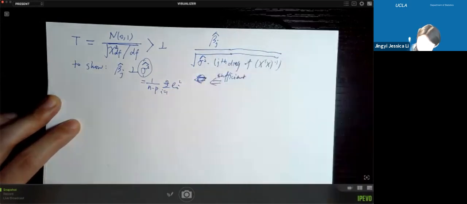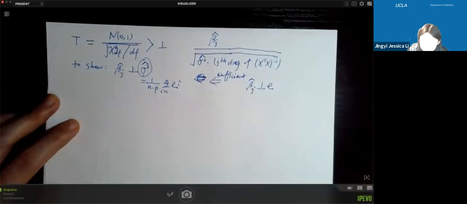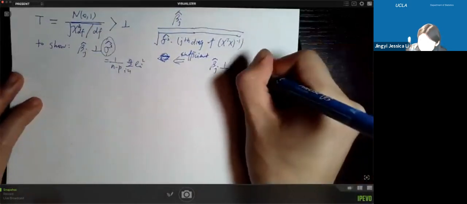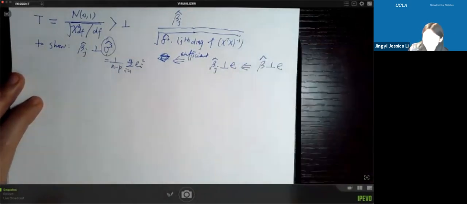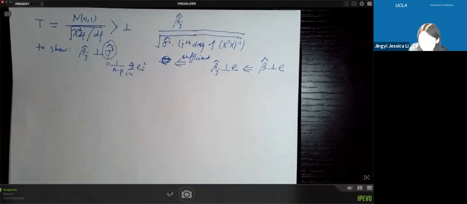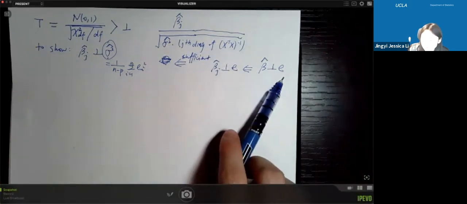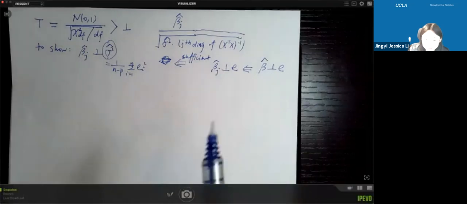It becomes sufficient to show that beta j hat is independent of E, the residual vector. Furthermore, we can actually show beta hat is independent of E. So the coefficient estimate vector beta hat is independent of the residual vector. That's something quite surprising to us, right? Because we know beta hat is involved in the calculation of E. Since E is equal to Y minus X beta hat, how can they be independent?